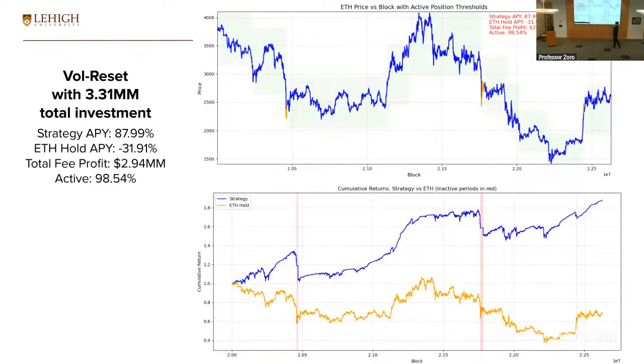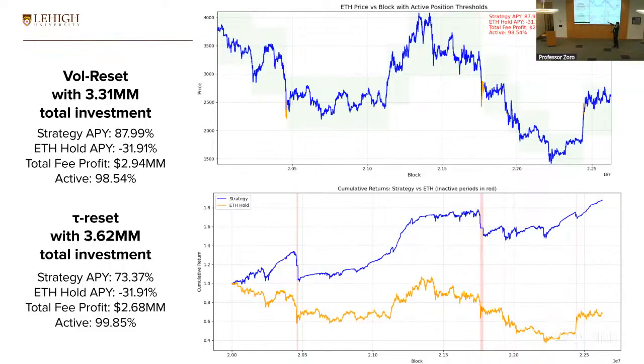And this is our overall results. We get the 1.5 initial deposit. We end up depositing a total of $3.31 million that we make back at the end. But throughout that $3.31 million deposit over a year, we make a total fee profit of $2.94 million. This is over the same simulation window as I had for the previous strategy. So we have the same Ethereum loss.